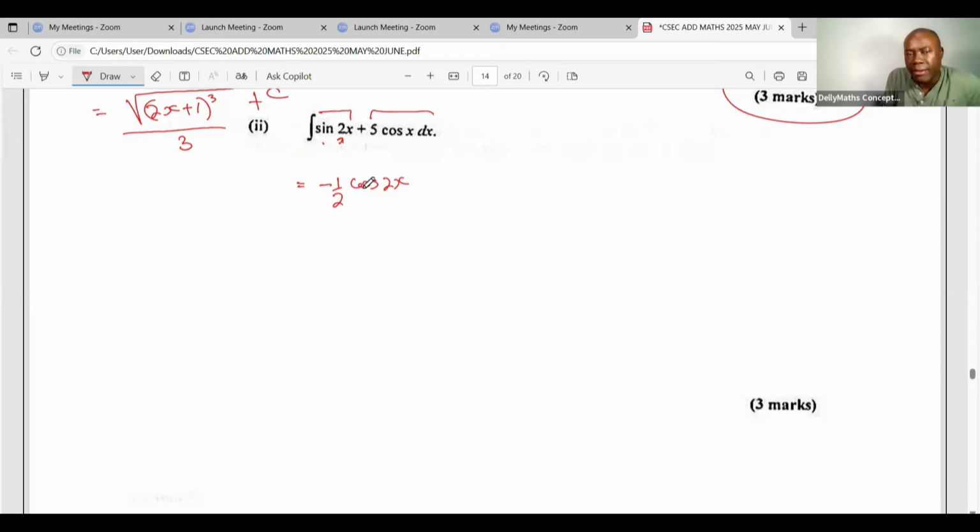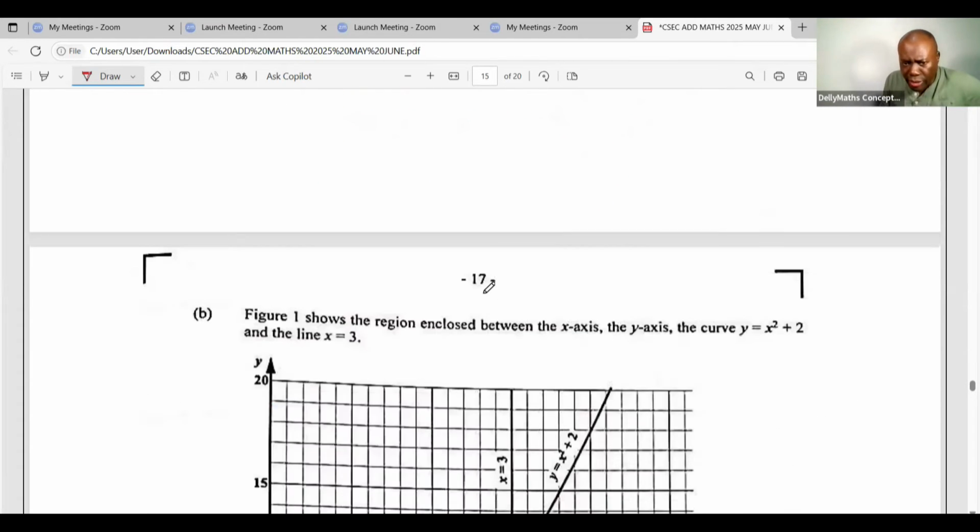So it's negative half cos 2x. And for this, the constant is already here. That's not going to change. And this is coming from sin x. And then it's plus c, right? This is well simplified. This can't go any further. This is done. All right, we're good right there. Let's go to the other question.